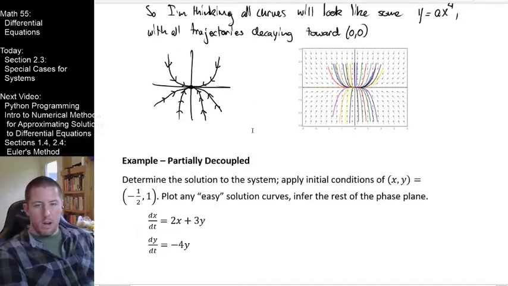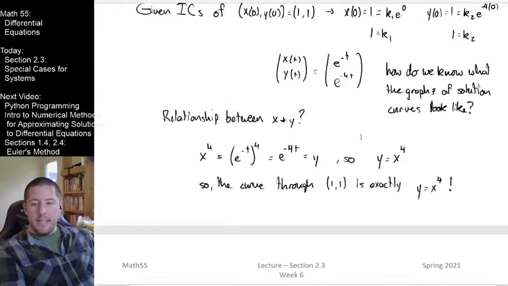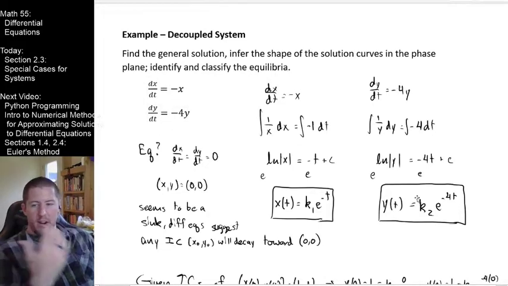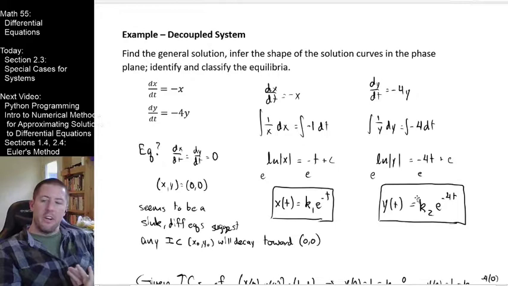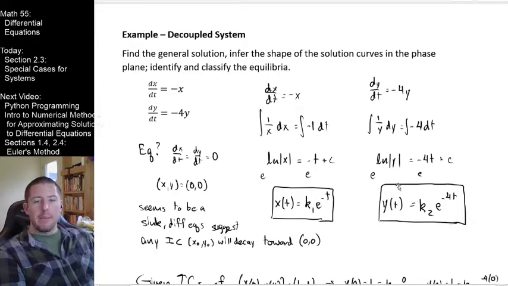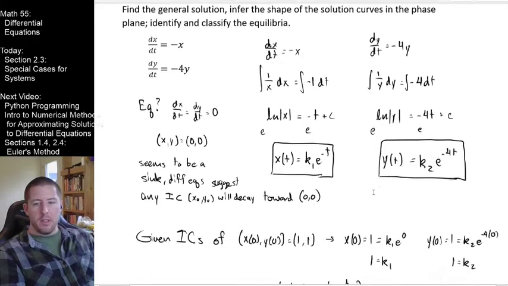Satisfying picture that agrees with our graph right here. So that gets the check mark. Nice and easy, fully decoupled. If your dx dt equation only has x and your dy dt equation only has y, then you're just doing two straightforward differential equations. You can handle these completely separate from each other, hence the name decoupled. They're completely independent of one another in how we go about solving them.